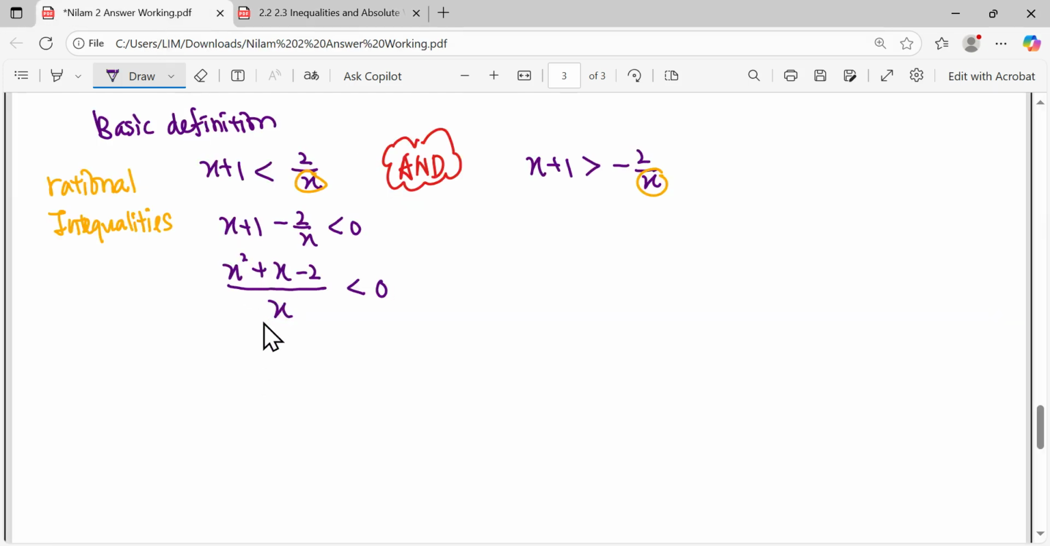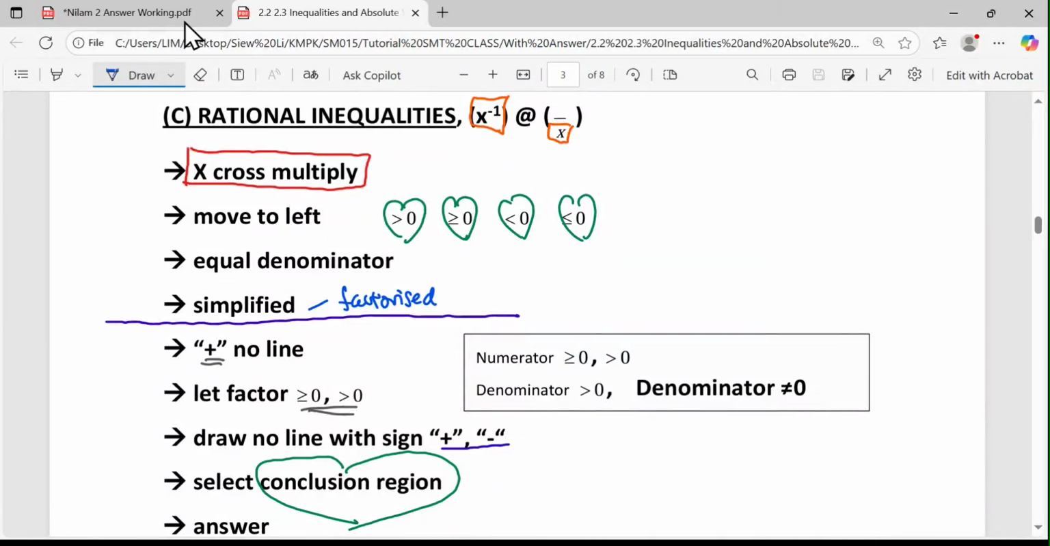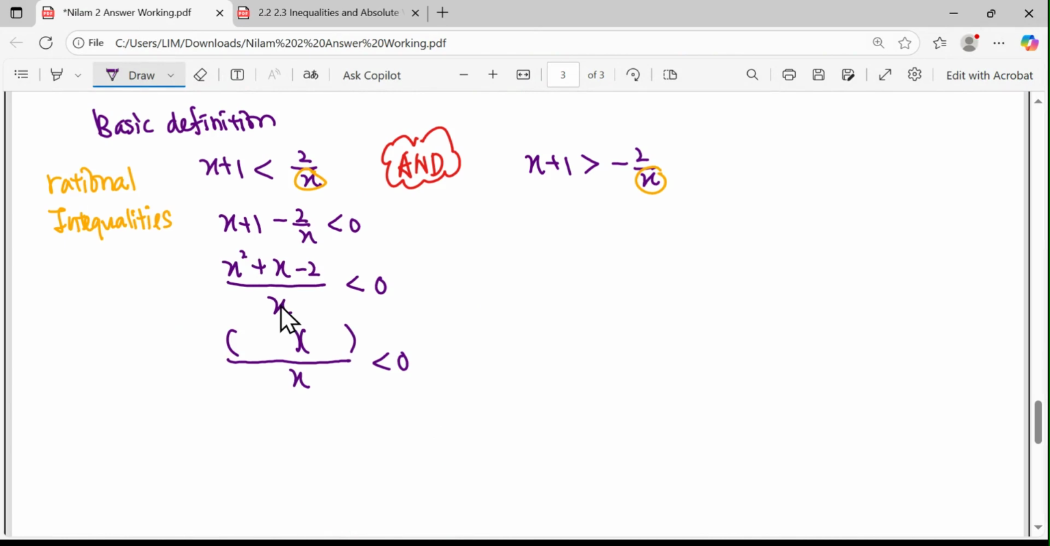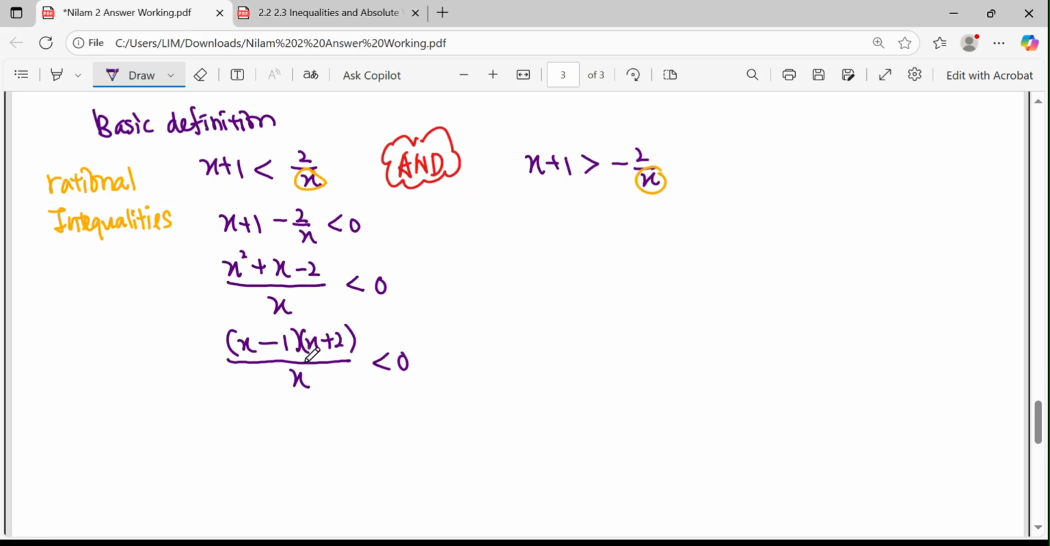This is not considered quadratic. This is still considered rational. We can see quadratic here. Can we factorize? We factorize it. So bear in mind, you simplify until the factorized form. So try to factorize this quadratic here. Plus, minus. After we factorize, then only you can solve this by using positive number line.